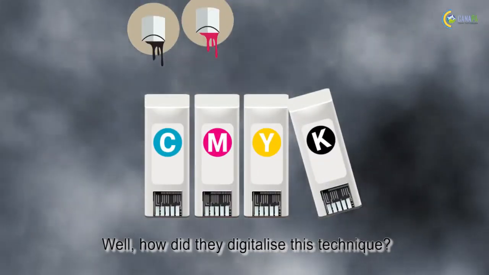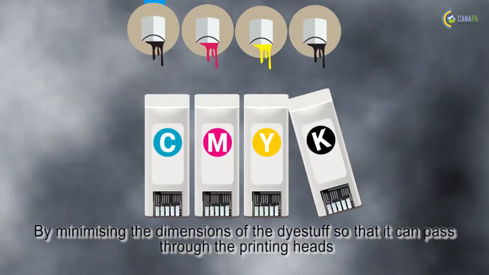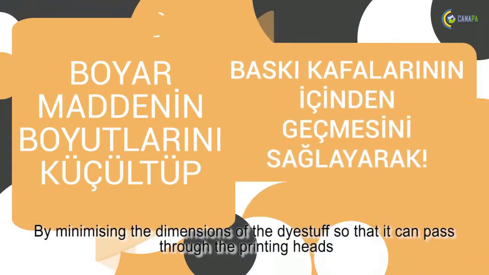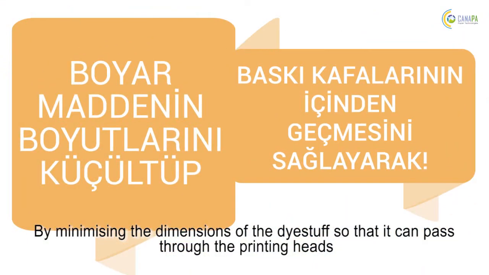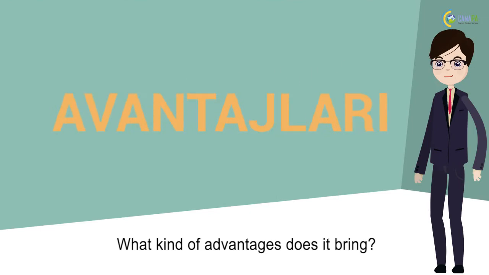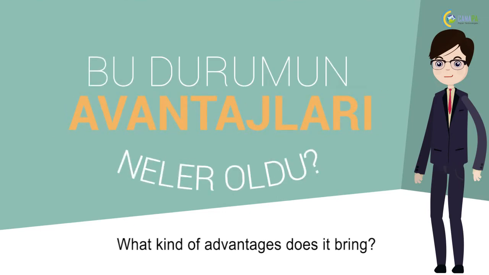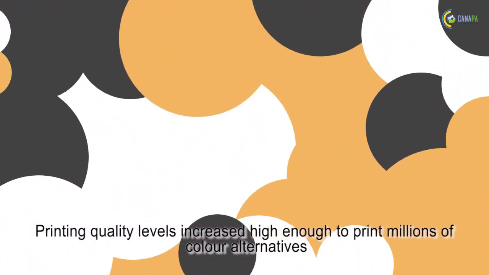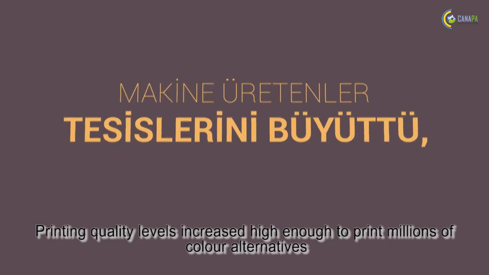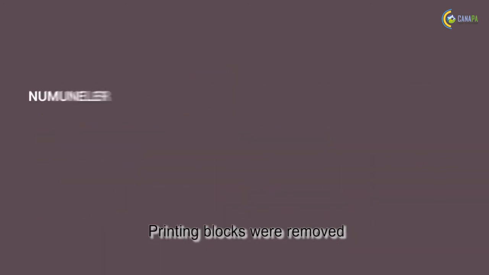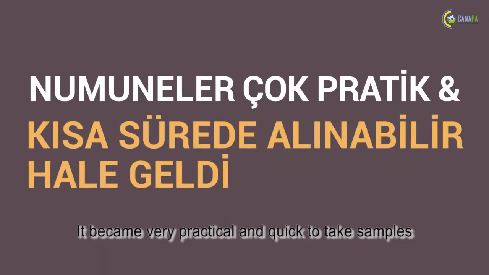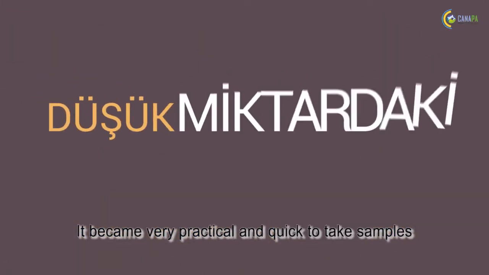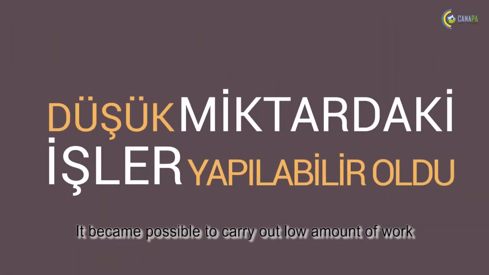Well, how did they digitalize this technique? By minimizing the dimensions of the dye stuff so that it can pass through the printing heads. What kind of advantages does it bring? Printing quality levels increased high enough to print millions of color alternatives. Printing blocks were removed. It became very practical and quick to take samples. It became possible to carry out low amount of work.